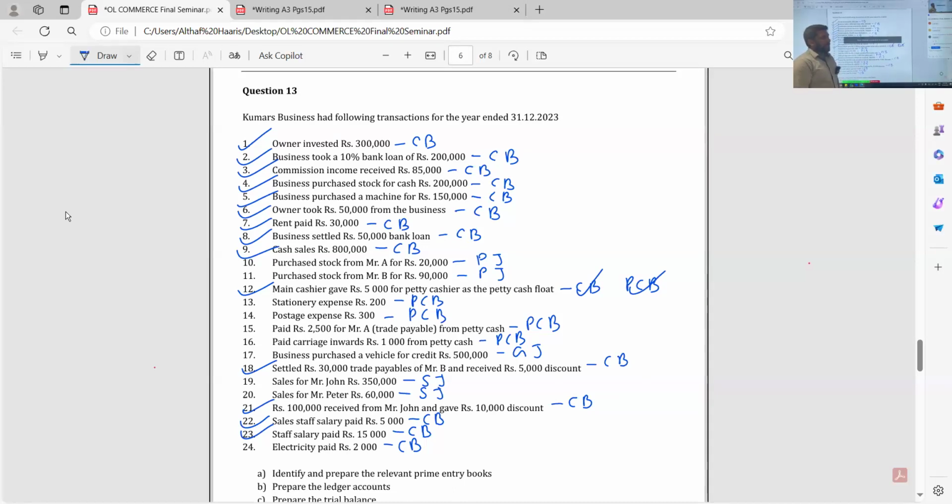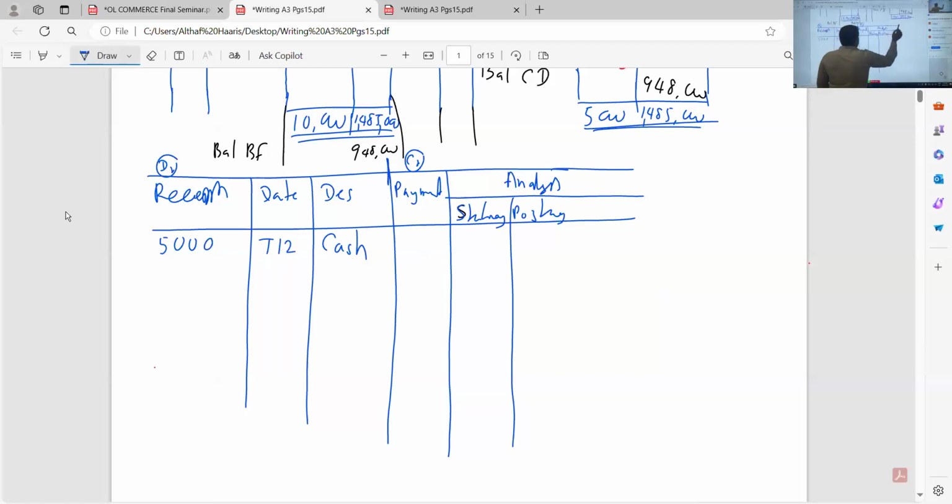Tell me, I have taught you. Paid to a supplier and carriage inwards. I have taught you. Umair, correct. Ledger, people. Don't forget. Ledger. It's coming under the ledger.